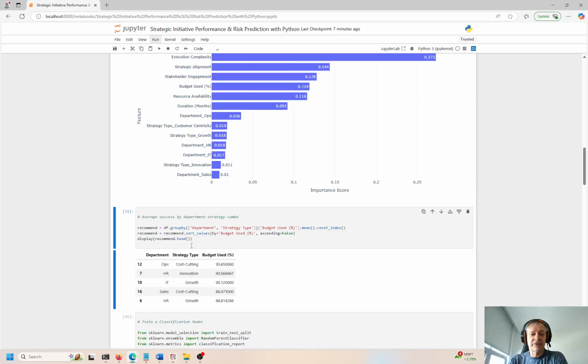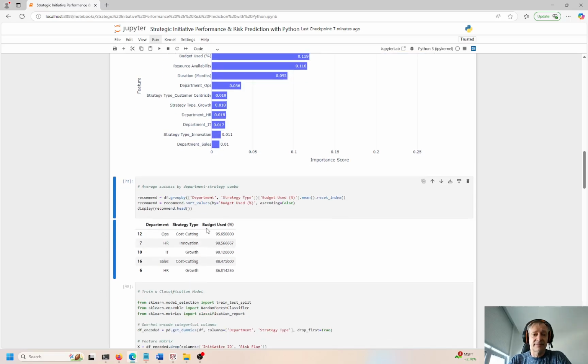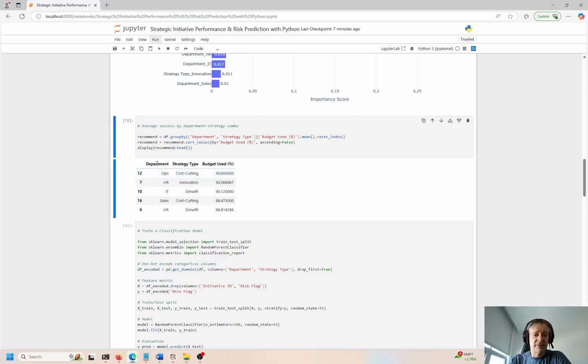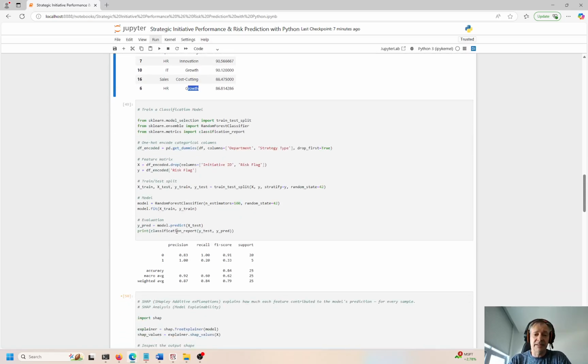So let's look at the average success by department and strategy. Here we have the department, strategy type, and the budget used. So this is the budget over here. We can see the top one. Budget is being used, and these guys are doing cost cutting and innovation. I love innovation. I did innovation for 10 years on Wall Street. I like that kind of thing. Growth, cost cutting, again, different department, right? Sales, cost cutting, HR, growth. So you're growing the business. Fundamentally, you're hiring new people. That's great. So this is moving in the right direction.